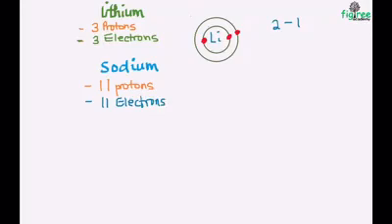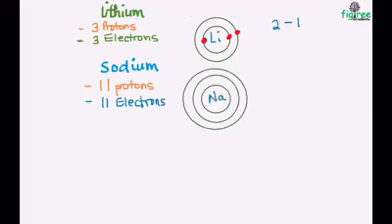Sodium has 11 protons, which are equal to 11 electrons. The symbol is Na. We have 2 in the first, which means we have 8 in the second. Then we have 1 in the third. 2, which is the maximum for the first shell. 8, which is the maximum for the second shell. Then 1, which is extra, goes into the third shell. So the structure will be 2, 8, 1.